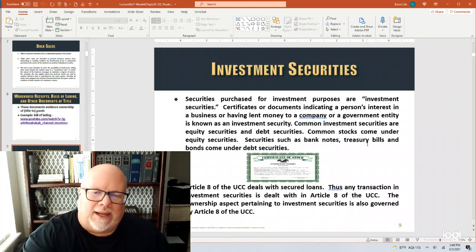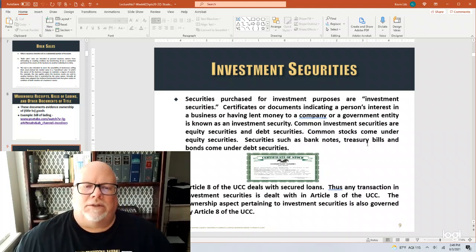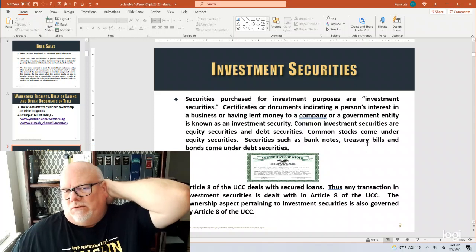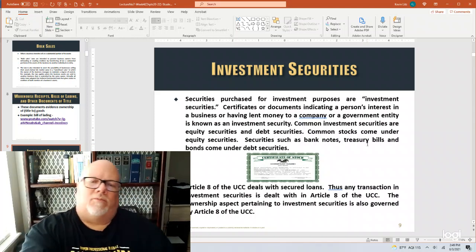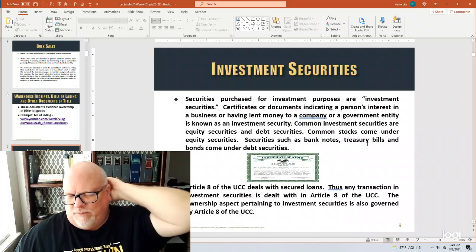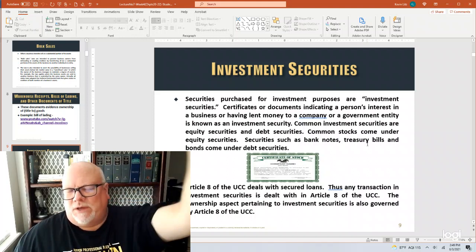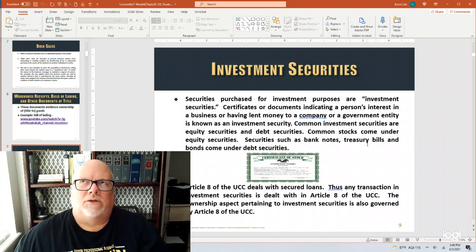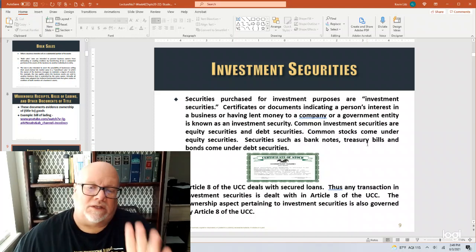Article 8, in addition, deals with secured loans, secured transactions. So, sorry, that's a new topic. We've moved off securities. Let's move on to secured transactions. And again, to a certain extent, that's beyond the scope of this class, but we're going to touch on what a secured transaction is. And then soon we're going to come back to just sale of goods on the UCC, because that is our main focus in this class.